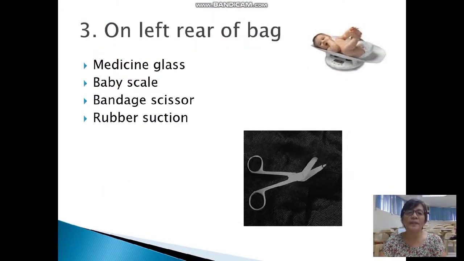On left rear of bag, there should be medicine glass, baby scale, bandage scissor, and rubber suction. That is usually being used, the rubber suction, for those babies who are having some cough or having some secretions in the mouth or in the nose.